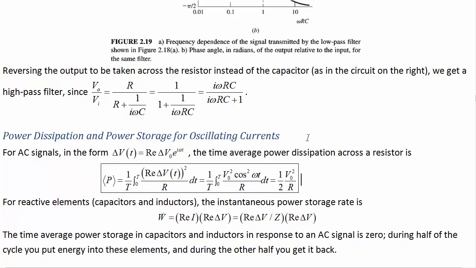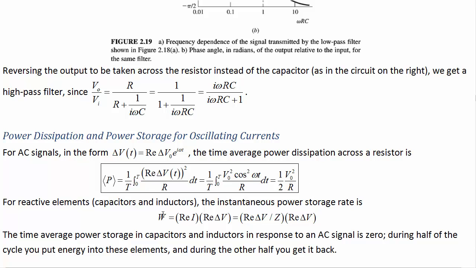Power dissipation and power storage for oscillating currents. For an AC signal of this form, the time average power dissipation across a resistor, we can just take the average of the power, remembering that we've got to use the real part of the voltage only, and square that divided by the resistance. Then we integrate this with respect to time and divide by the length of one cycle. Calculating this out, remembering that the square of a cosine over an entire cycle has an average value of 1/2, we get 1/2 V naught squared over R.